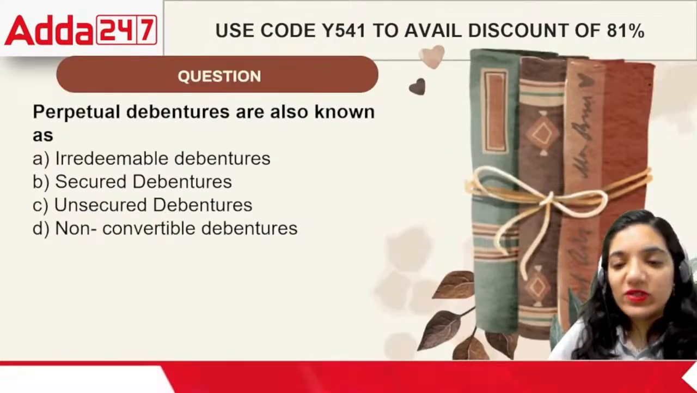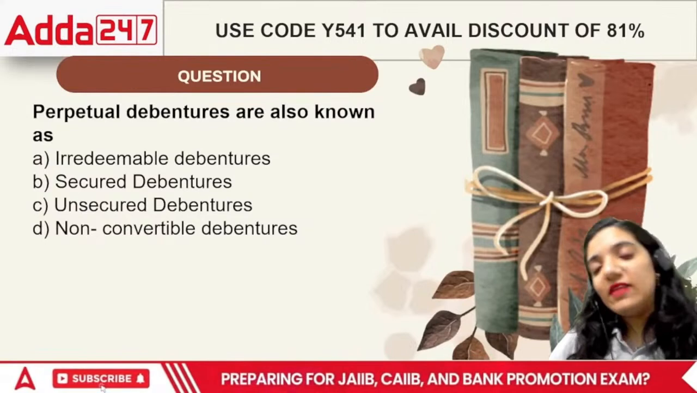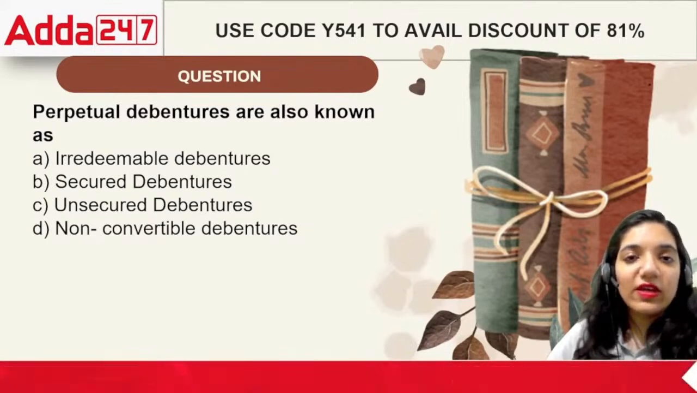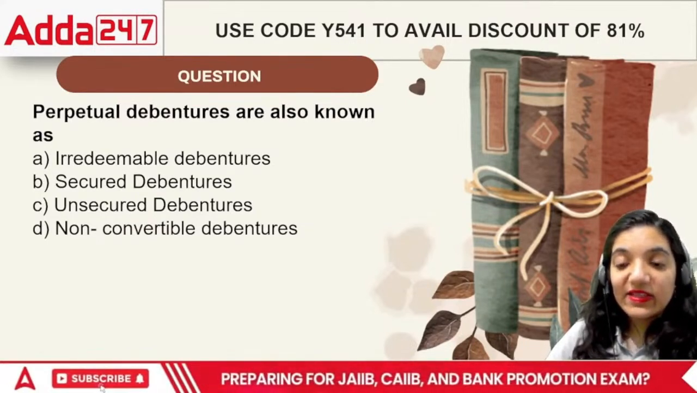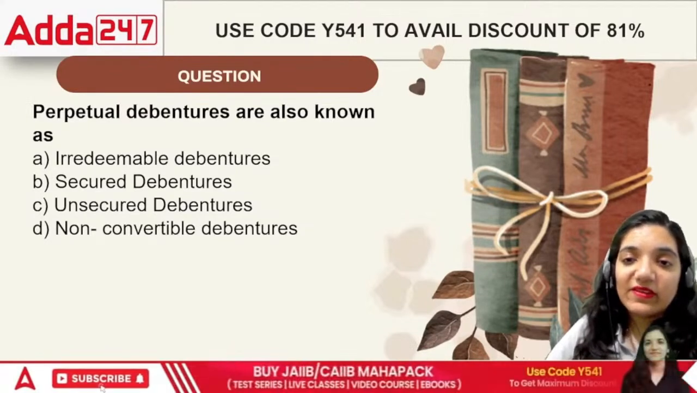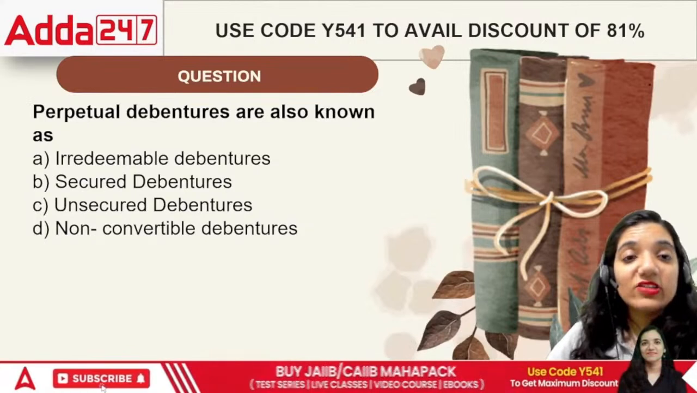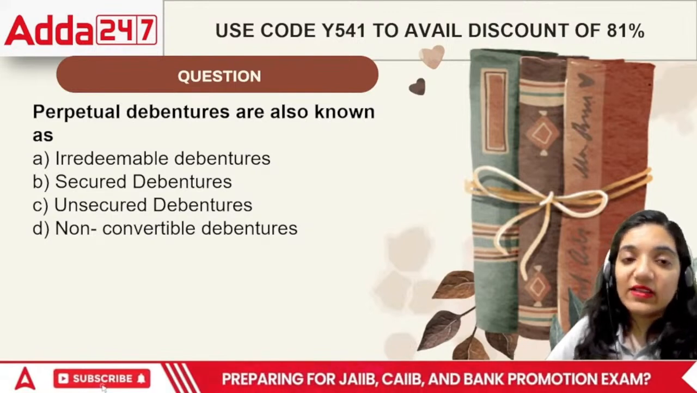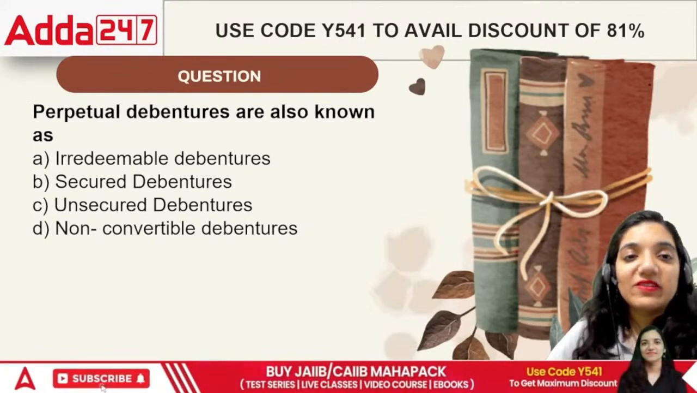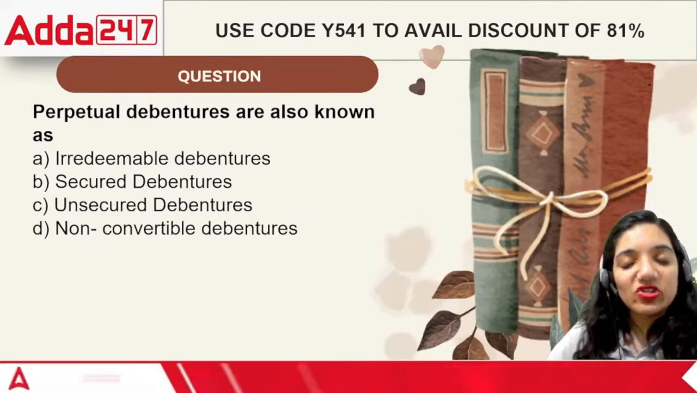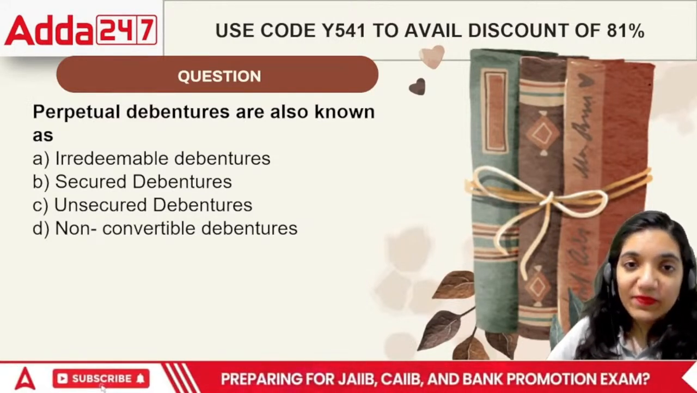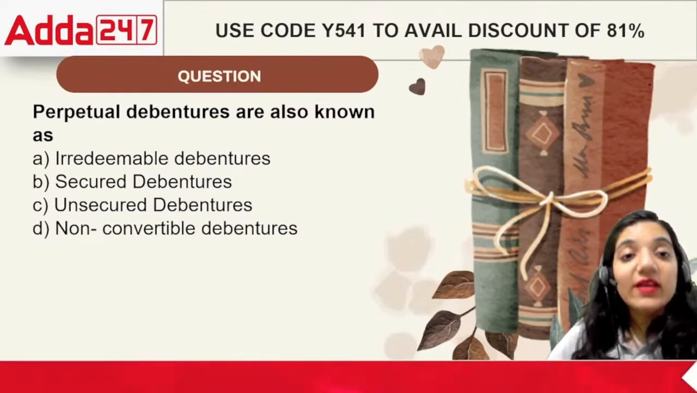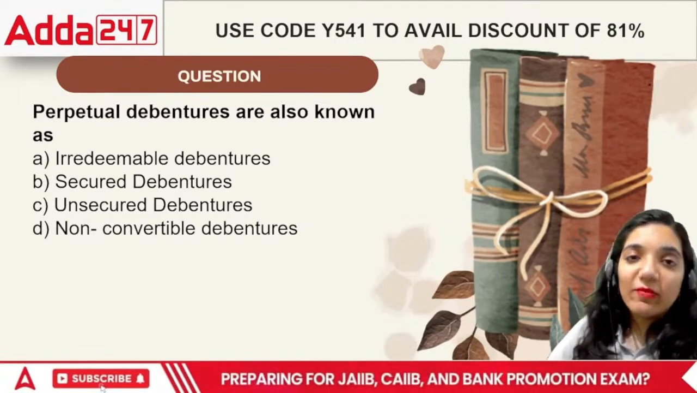Moving on, perpetual debentures are also known as irredeemable debentures, secured debentures, unsecured debentures, or non-convertible debentures. Debentures are basically loans for a company, right? So we can specify these are bonds or loans for a company. And in case of such loans, these are irredeemable in nature, these are secured, these are unsecured or non-convertible. Perpetual debentures means the debentures which are basically long term in nature. Perpetual means that they are going to be there till the end of the life of the organization. This means the correct answer is irredeemable debentures.